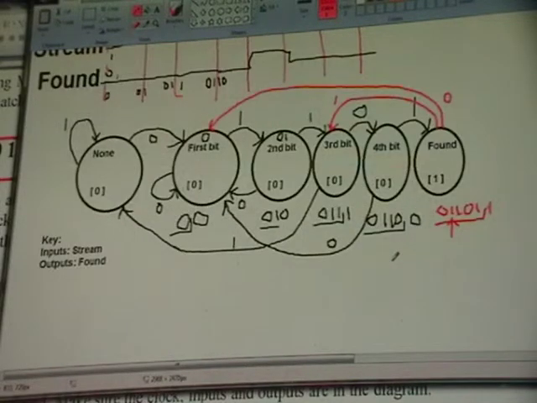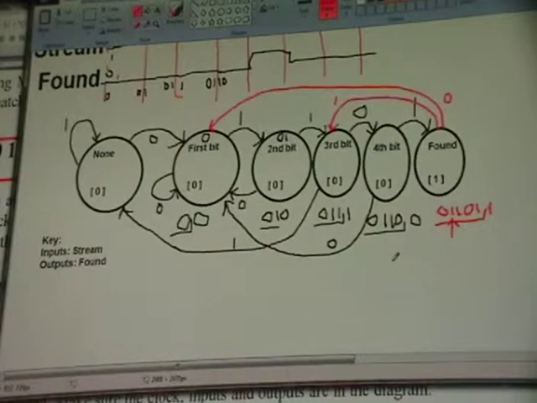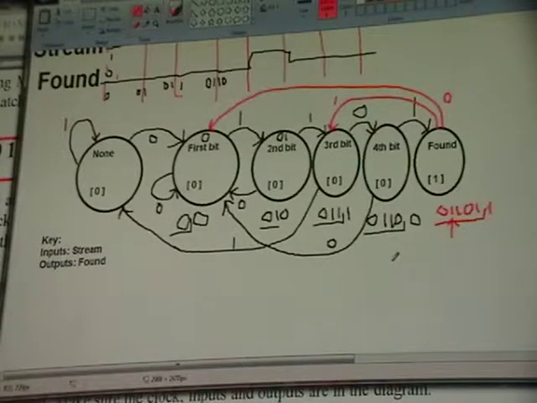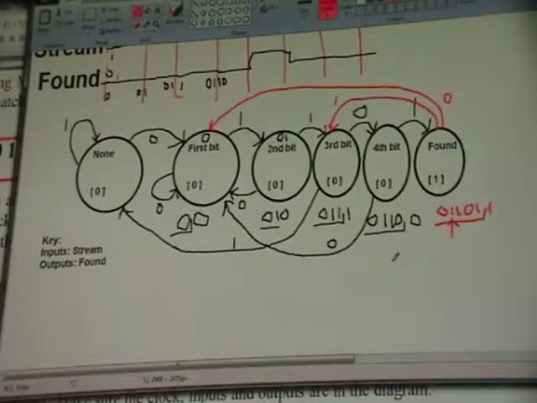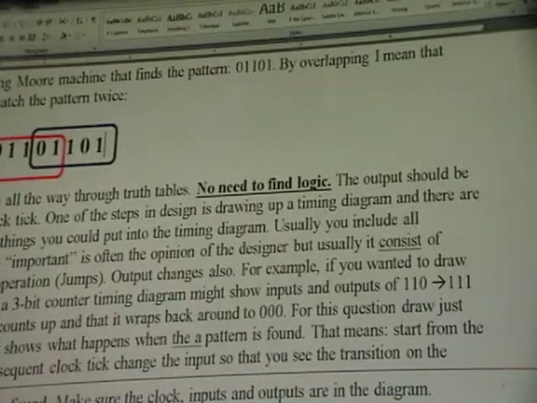Okay, so once you have your state transition diagram, next thing is our tables, and I will put that on the homework. Again, I believe that the most challenging part of these questions is the state transition diagram, so that's why I'm drawing them up here. Okay, so that's a Moore machine. Let's give a Mealy machine a try here.